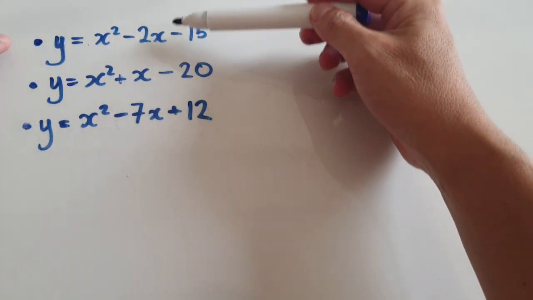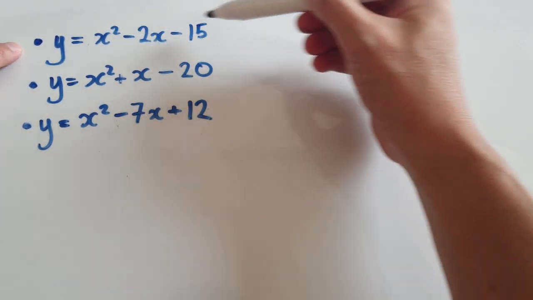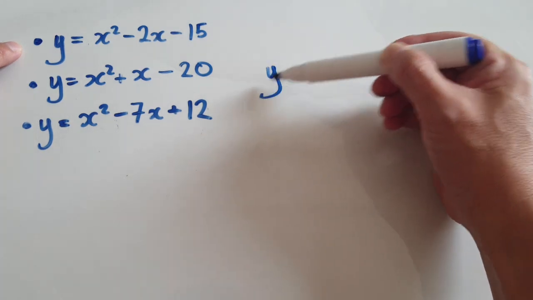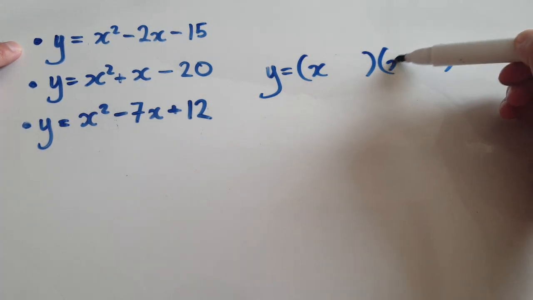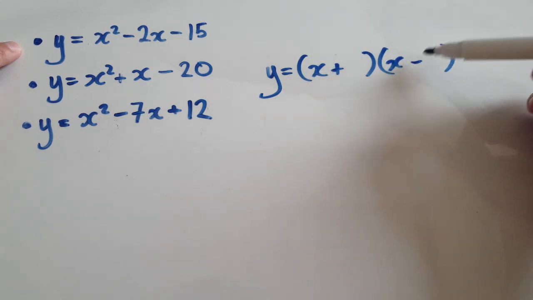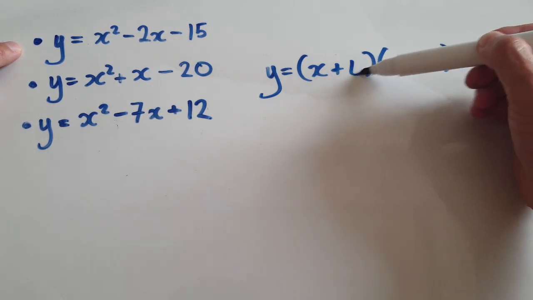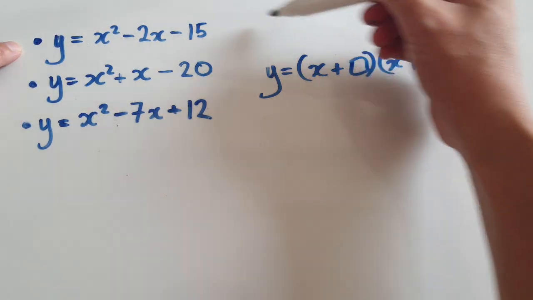Okay, let's try and factorize these. So for the first one, we need to be able to rewrite it in the form of (x, and then it could be a plus, it could be a minus, or it could be a plus and a plus something). We need to be able to factorize it.